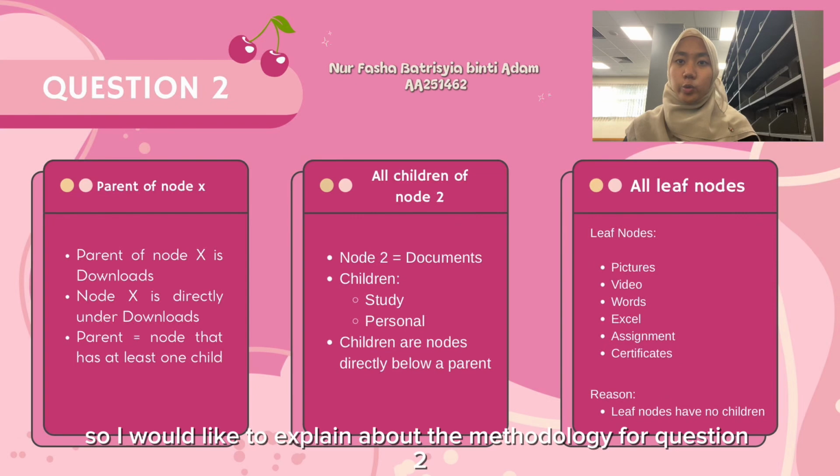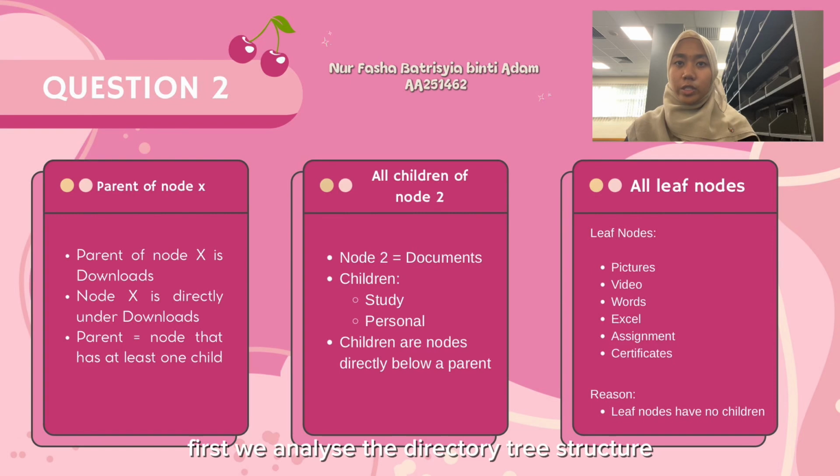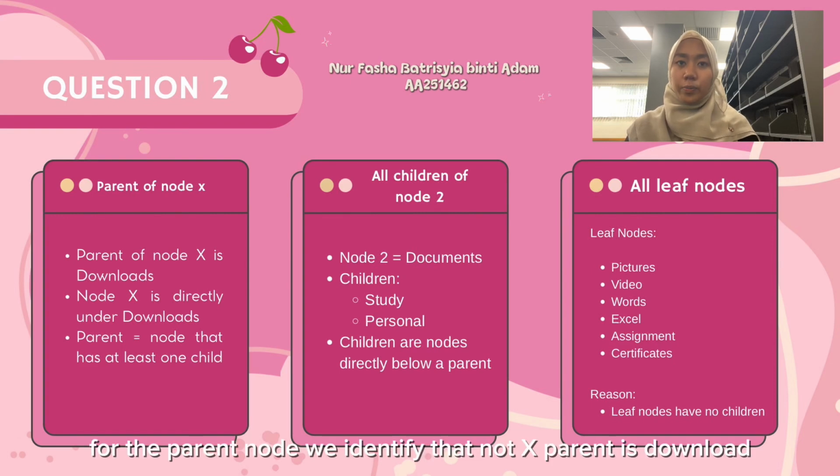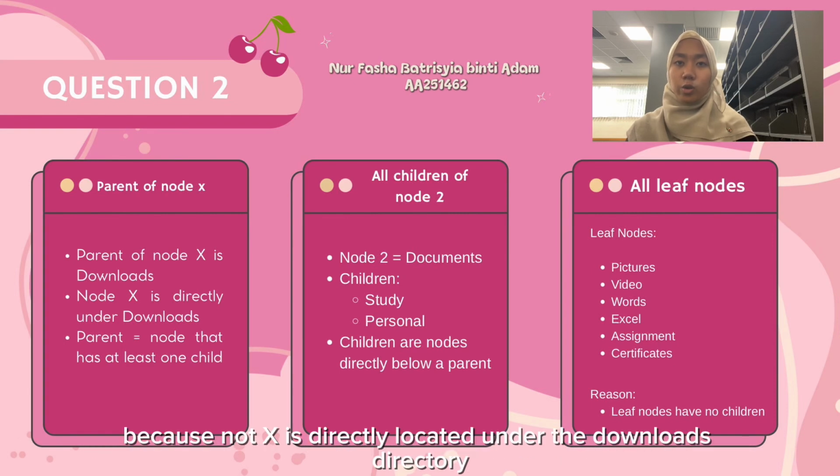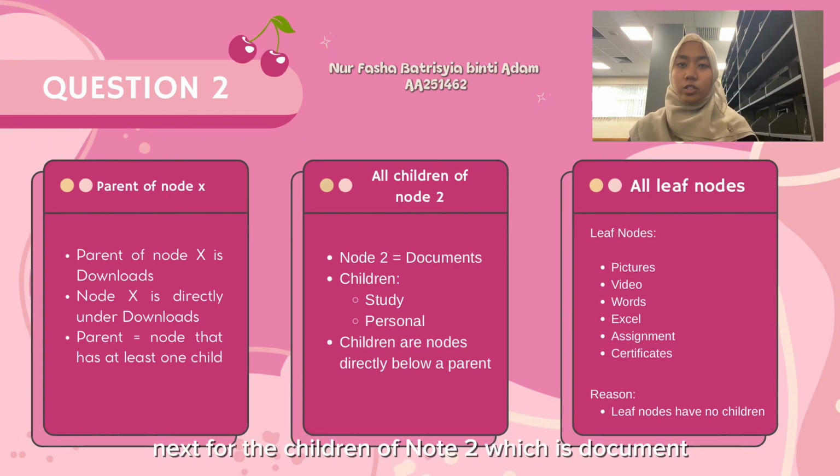So, I would like to explain the methodology for question 2. First, we analyze the directory tree structure. For the parent node, we identify that node X's parent is Downloads because node X is directly located under the Downloads directory. Next, for the children of node 2, which is Document, the children are Study and Personal since both nodes are directly under Document.